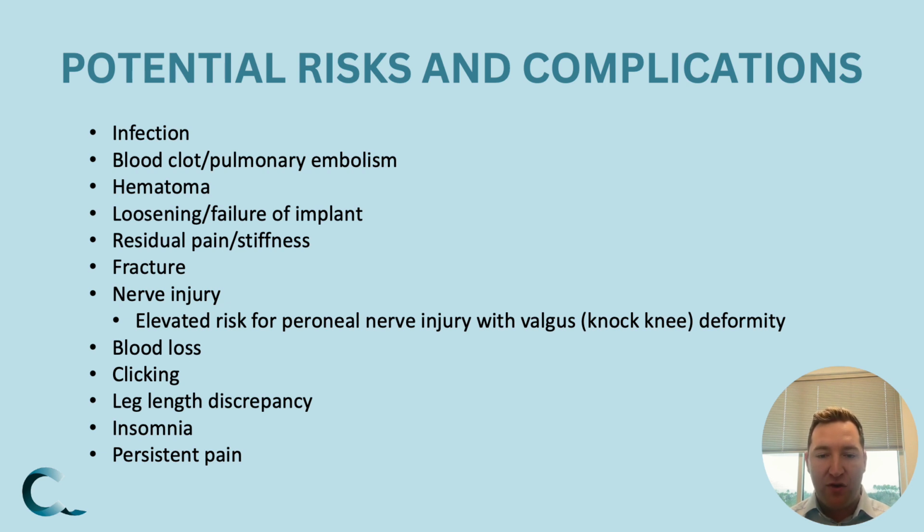There is a risk of nerve injury, both with a hip or knee replacement. One of the risk factors that increases the risk of developing a nerve injury is if you have a valgus or a knock knee. When we straighten you out doing the knee replacement, it could put some tension on your peroneal nerve, which can increase the risk of this happening. Fortunately, this again is very rare and is usually a transient nerve injury.